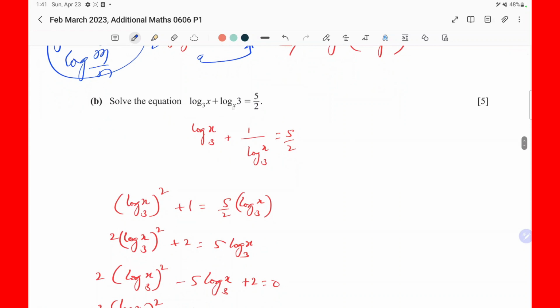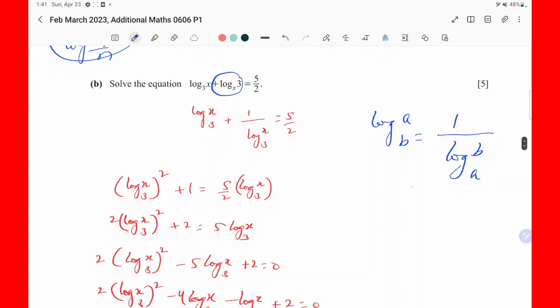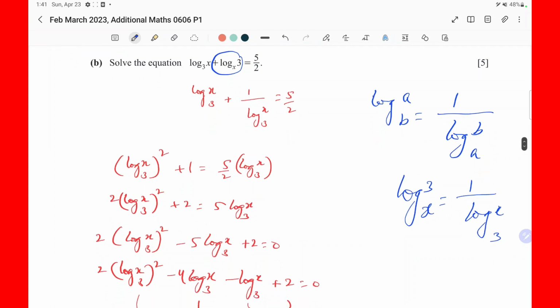Now solve the equation: log x base 3 plus log 3 base x equals 5 over 2. So this is important stuff. Here you have to remember this result: when you have log a base b, you can write 1 over log b base a. Similarly, here we have log 3 base x, we can write 1 over log x base 3. So here this is log x base 3 plus 1 over log x base 3, and this is 5 over 2.